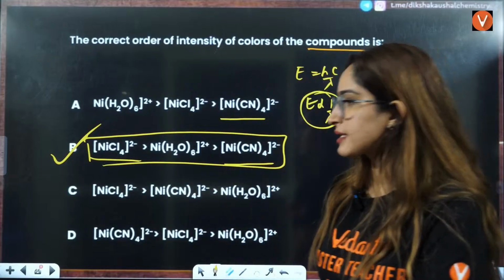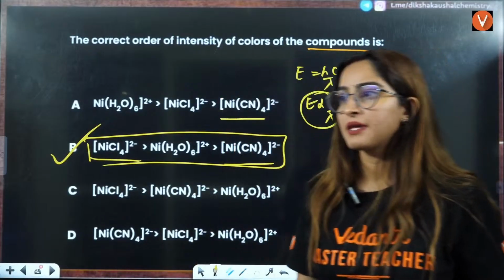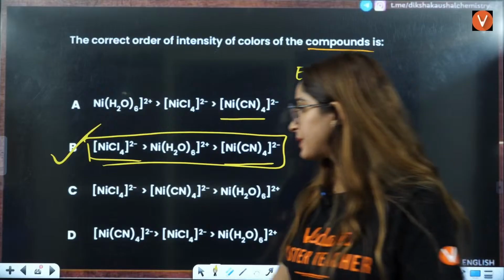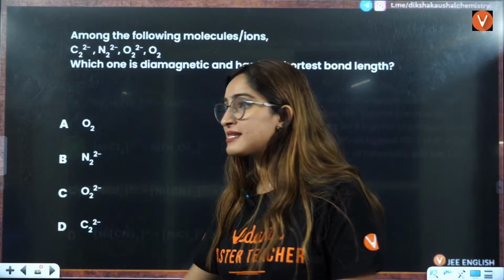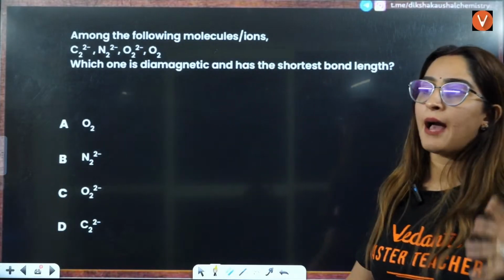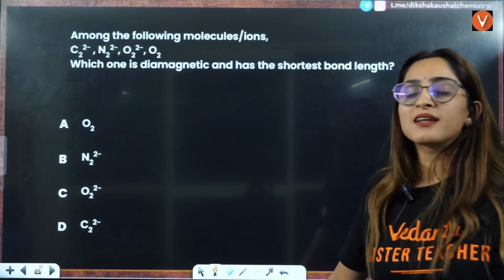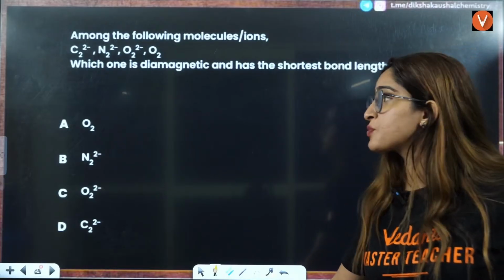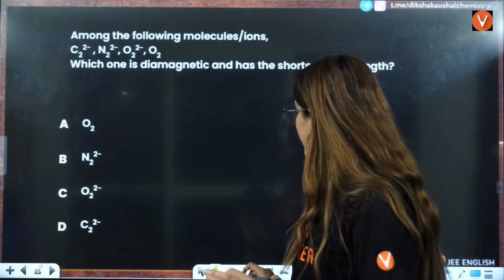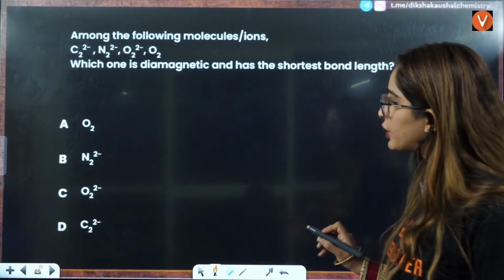B is the correct answer here. Is that clear to everybody? Intensity defines the amplitude, and that is defined by the wavelength. That is why.